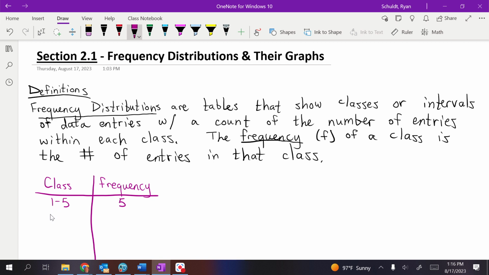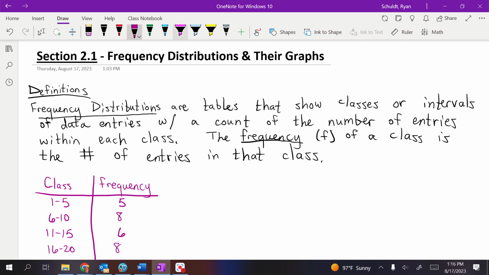So 6 to 10, 8. 11 to 15, there's 6. 16 to 20, there's 8, and we'll just stop there. This is an example of a frequency distribution.